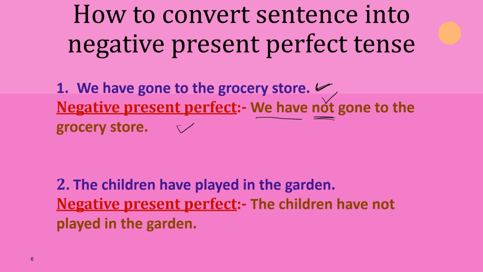The children have played in the garden. Now the children have not, we are adding not in order to make the sentence negative. So the children have not played in the garden. The sentence has become the negative form.